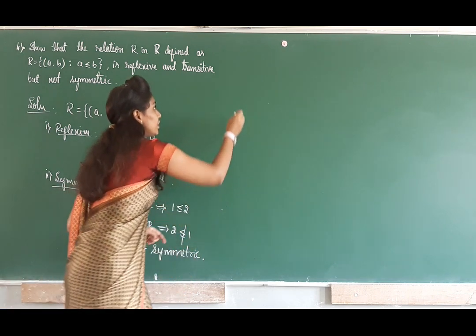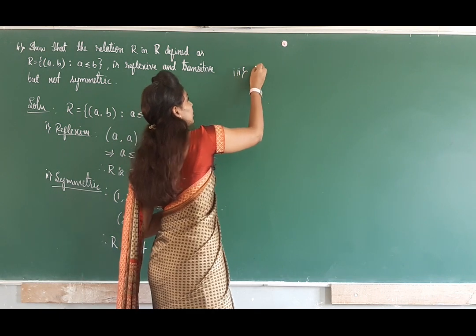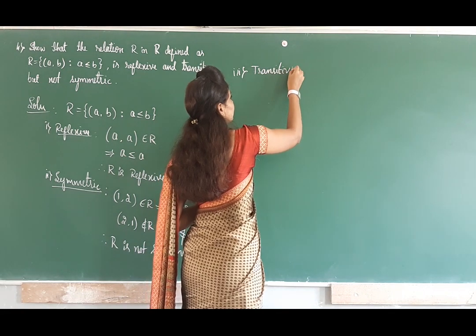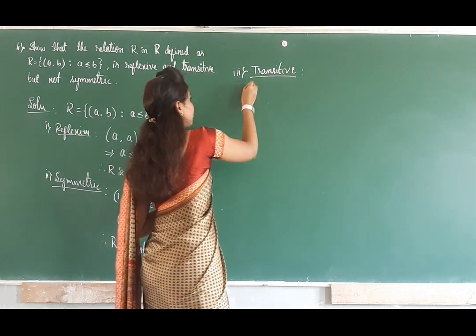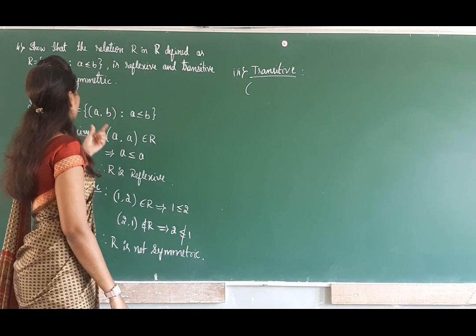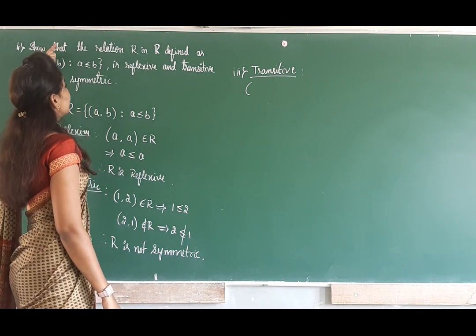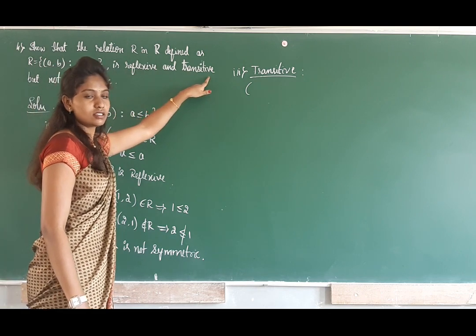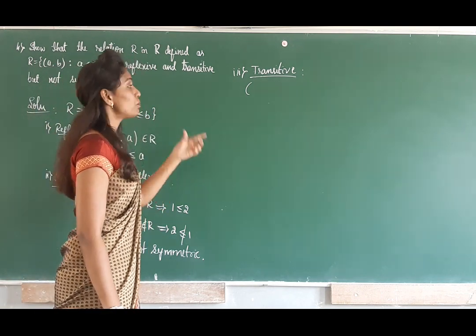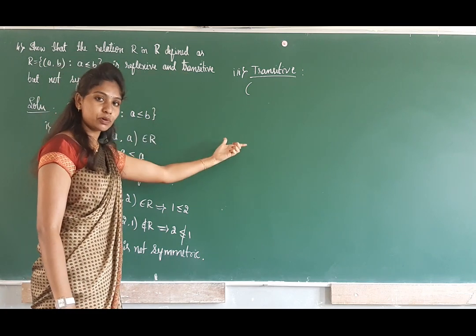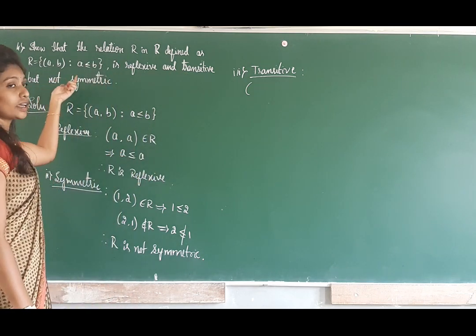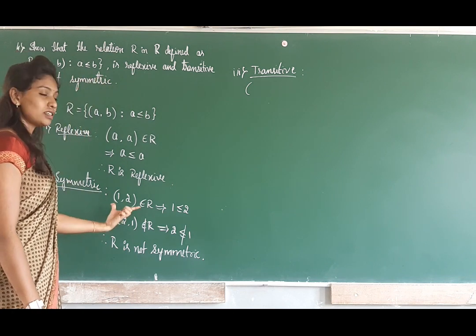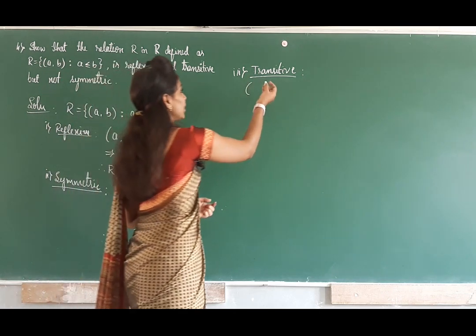And the third condition is transitivity. This is transitive, because the given relation is transitive. So we can prove this in general. If a positive statement is given, we must prove it in general. If a negative is given, that means neither reflexive nor transitive nor symmetric, then we must give an example. Okay? So let us prove this in general.